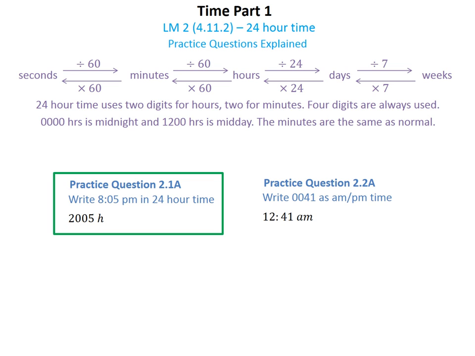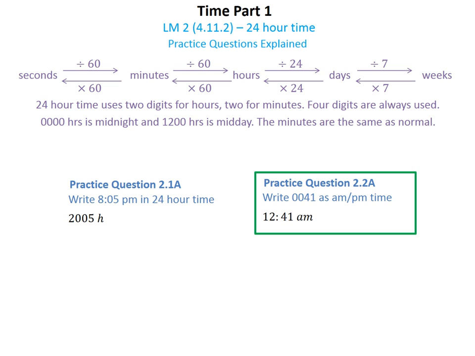and I made sure I included my units. Going back the other way, once again, the 41 is exactly the same, so I can put that down straight away. Now 00, that's at the very start of the day. So what hour is it at the very start of the day? It's midnight, which is 12 a.m. And so that's how I knew that the hours was 12 there, and then put AM at the end. So remember, this is just how many hours past the start of the day.